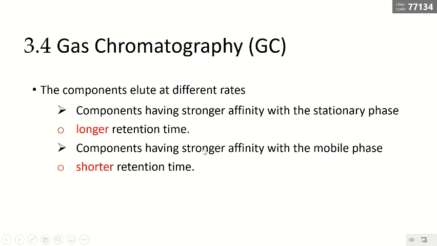And compounds with stronger affinity with the mobile phase have less interaction with the stationary phase. They will run faster and come out faster. The peak, or the signal on the detector, will appear earlier. So you will see the elution order, which one comes first and which one comes later. The fastest one comes out first. The ones that love to stay inside and don't want to come out of the column have a longer retention time, and they come out of the column later.